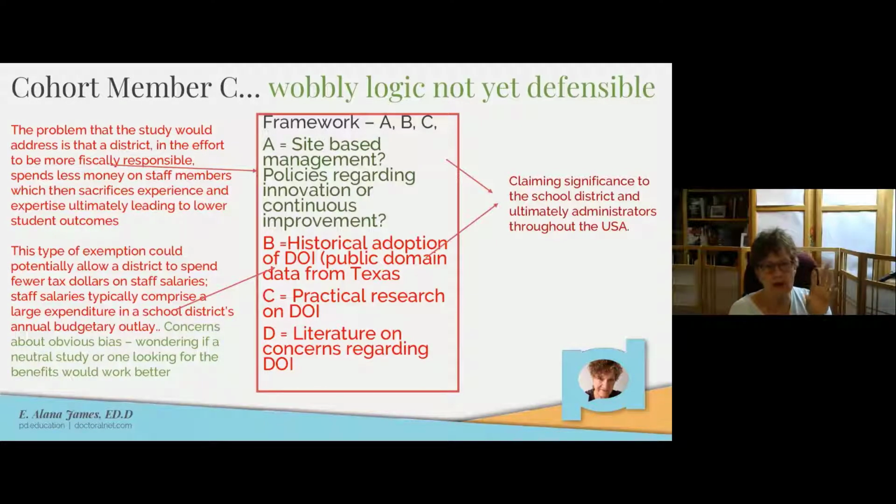You can't base a problem on other people's ideas of what a problem is. You have to base a problem on some kind of definable fact, and that's unclear. This type of exemption, the District of Innovation is an exemption, could potentially allow a district to spend fewer tax dollars on staff salaries. Staff salaries typically comprise a large expenditure in an annual budget. Again, as far as I'm clear so far, this person has no actual data that these things go on. So I have a concern about bias.